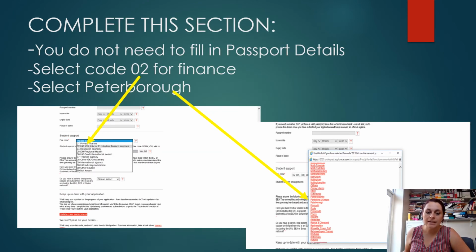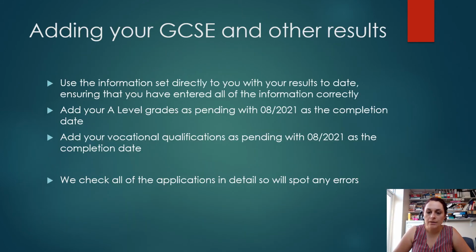Now, when completing the final part of the personal details section, you do not need to fill in your passport details, but you do need to select O2 as your finance code and Peterborough as your LA if you are applying for student finance. Now, once you've done the personal details section, it's time to work through the other tabs.